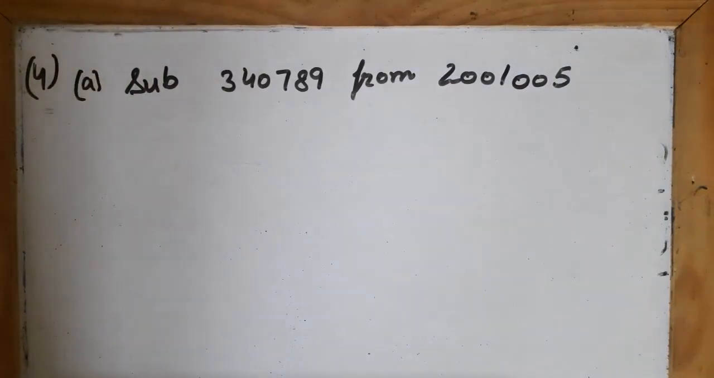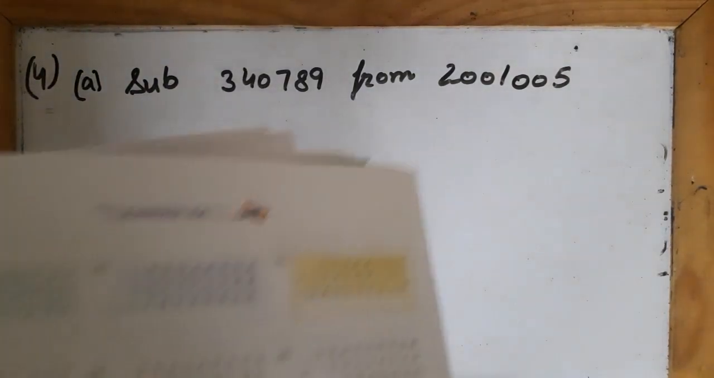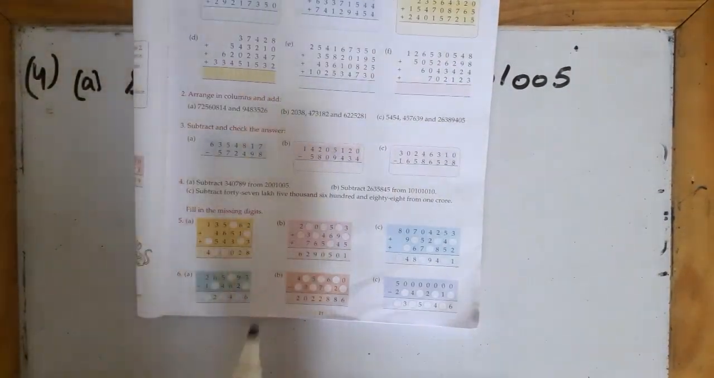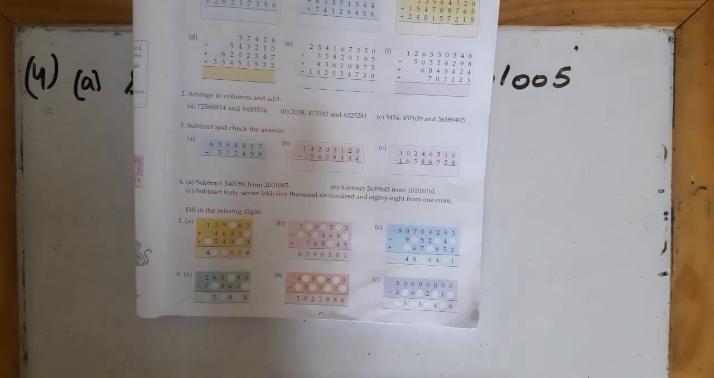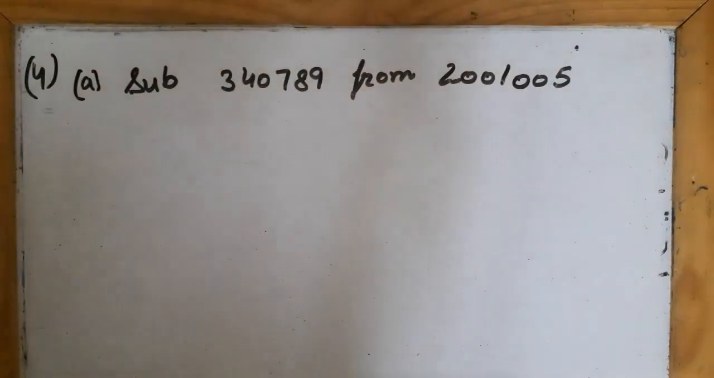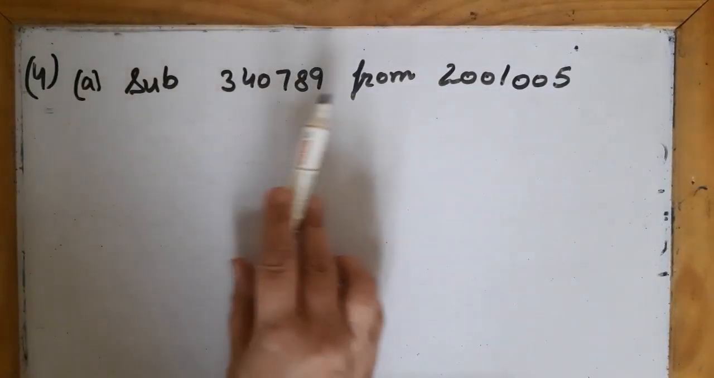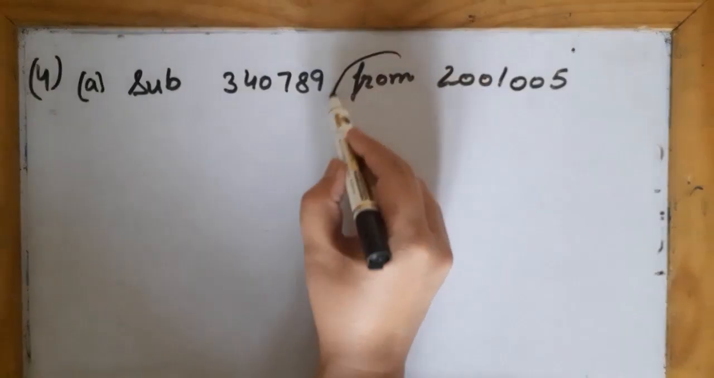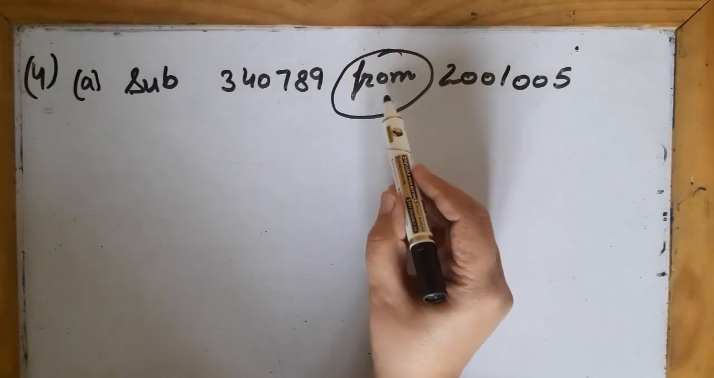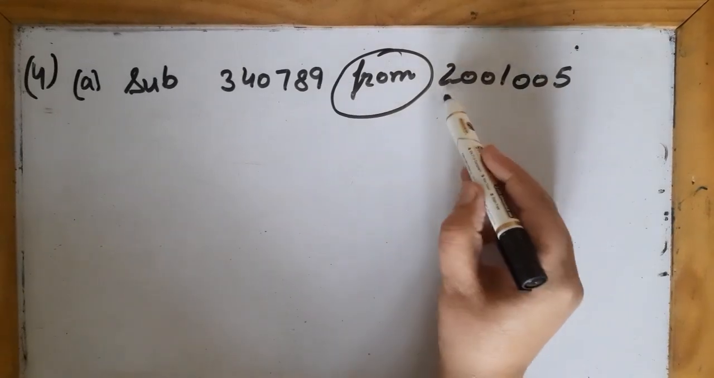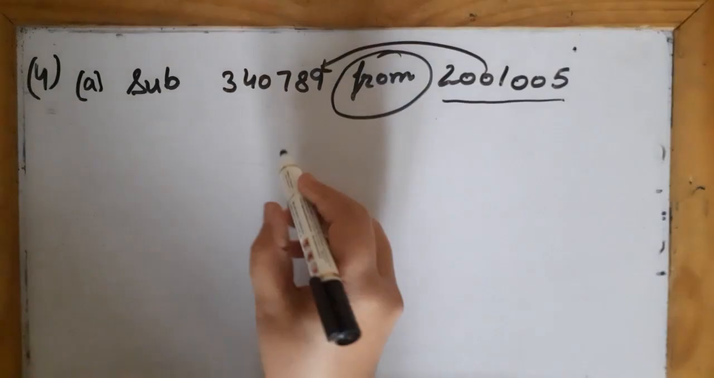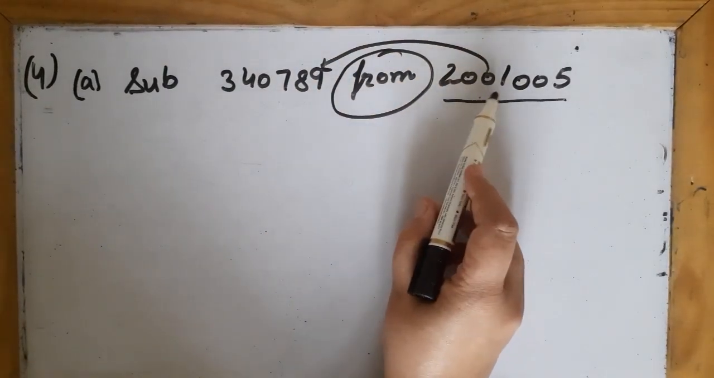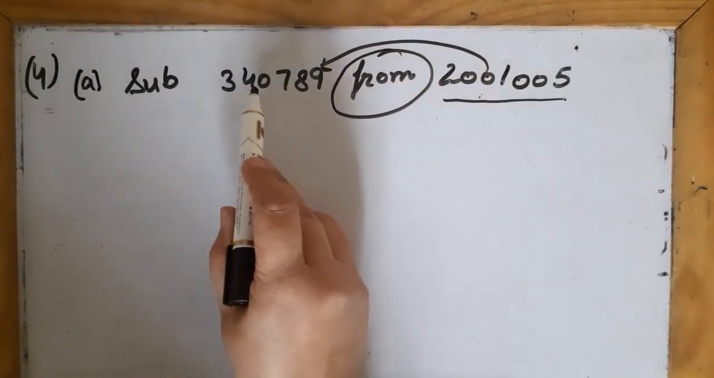Now let us do the fourth sum. In the fourth sum, as you can see, they have given you that subtract this number from this number. You can see the word from over there. So let us do this, how to solve this. Subtract this number from this number. So whenever you get this word from, it means that from the second number I have to subtract the first number.